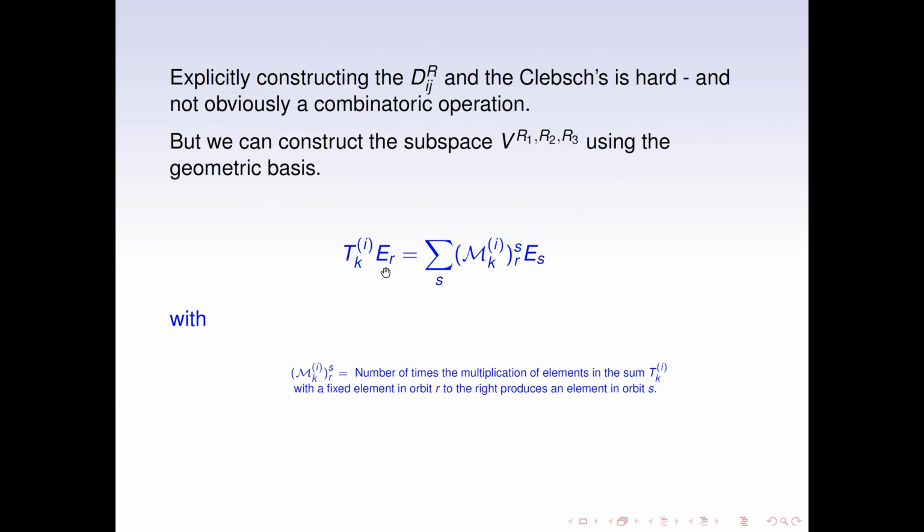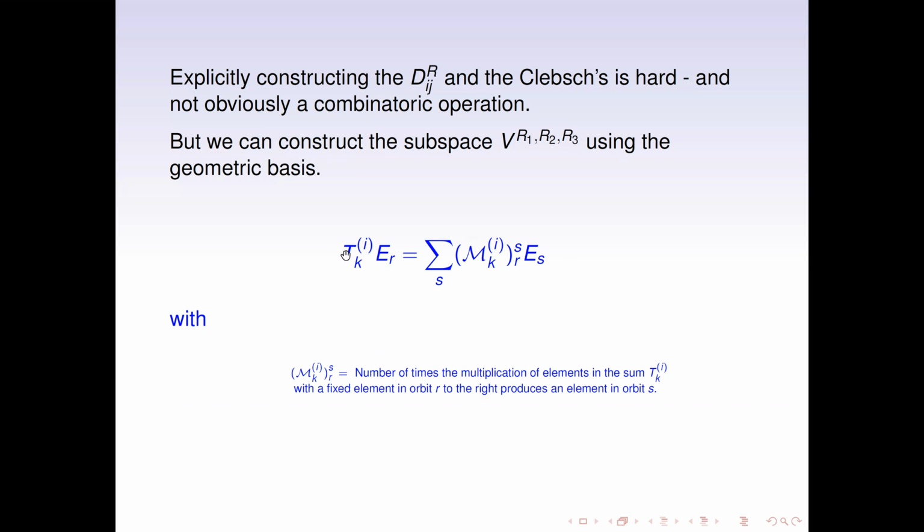in the ribbon graph basis. So think about how these TKs act on the ribbon graph basis. So TK acting on the ribbon graph will be some linear combination of ribbon graphs. And these, it turns out, are integers. It's the number of times multiplication of the elements of these permutations inside here. When you multiply the elements in a fixed orbit, you get elements in that orbit. So basically, these are integer matrices.